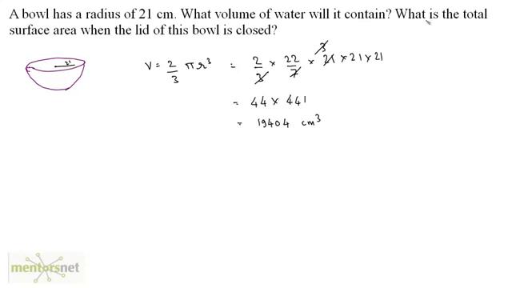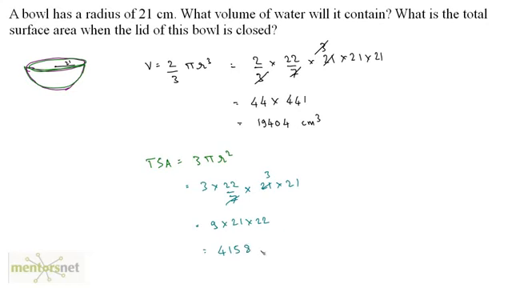Now we have been asked what is the total surface area when the lid of this bowl is closed. So the total surface area will be the curved surface area plus the area of the lid. That means the total surface area of the hemisphere, isn't it? So the total surface area will be equal to 3 pi r square. That's the formula, so put in the values. We have 3 into 22 by 7 times 21 times 21. Again 7 times 3 is 21. We have 3 3s are 9 times 21 times 22. And this when solved will give you 4158 square centimeters. Easy, right?